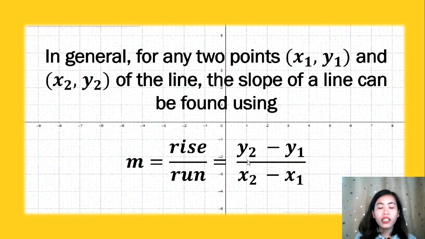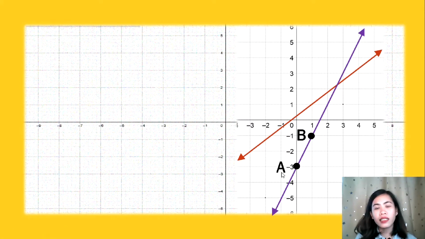Okay, so in general, for any 2 points, (x sub 1, y sub 1) and (x sub 2, y sub 2) of the line, the slope of a line can be found using this formula. We have rise over run, or y sub 2 minus y sub 1 over x sub 2 minus x sub 1. Ito yung nagre-represent na sa change of our y coordinates, and this is for the change of our x coordinates. So, try nating sagutin to gamit ang ating given formula.